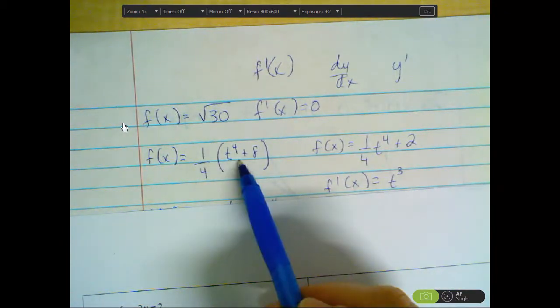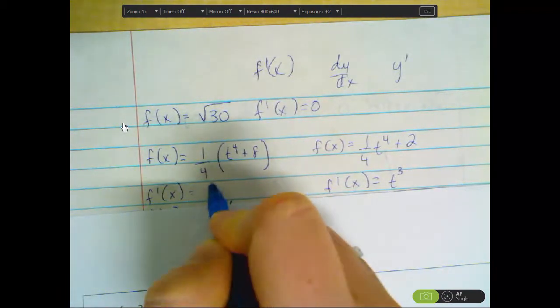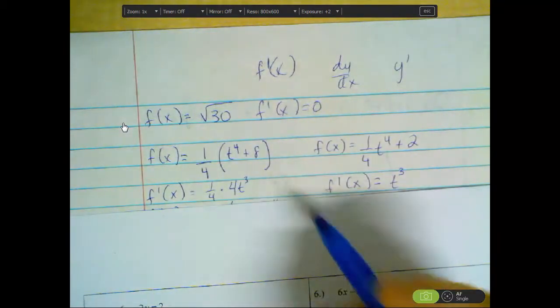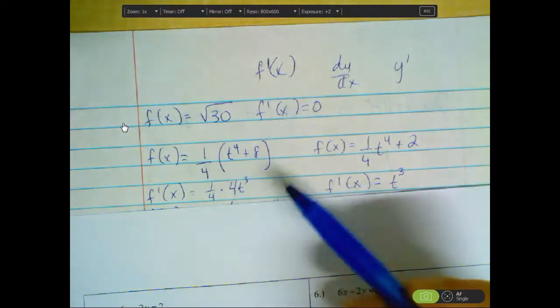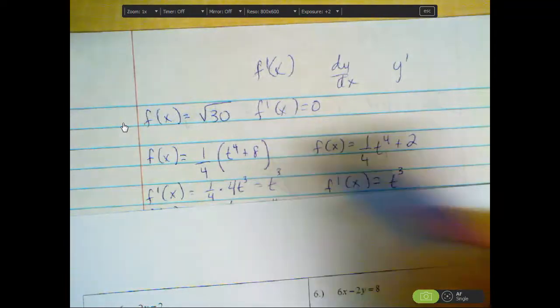Or we could have used the product rule, and the product rule says first times derivative of the second, so first is 1/4, derivative of the second is 4t cubed, plus second times derivative of the first, which is 0, so that's just 0, and 1/4 times 4 cancels out. Either way, you get t cubed.